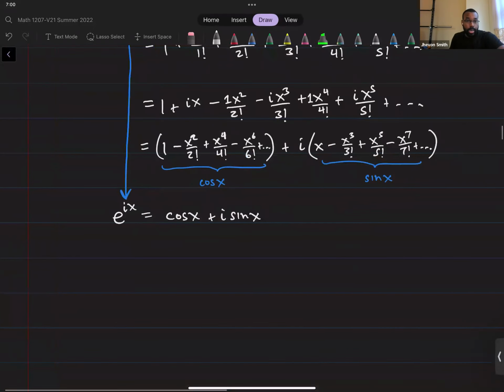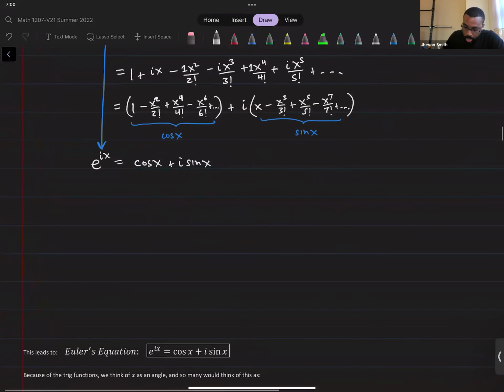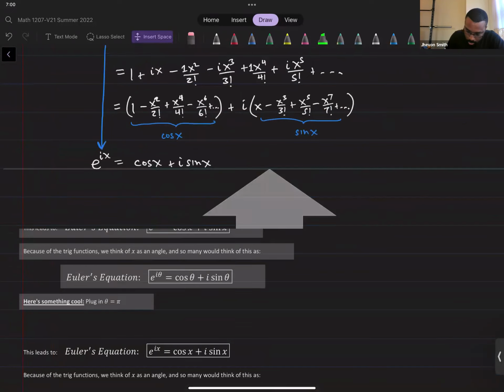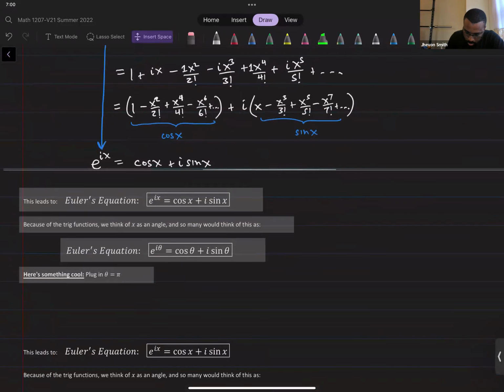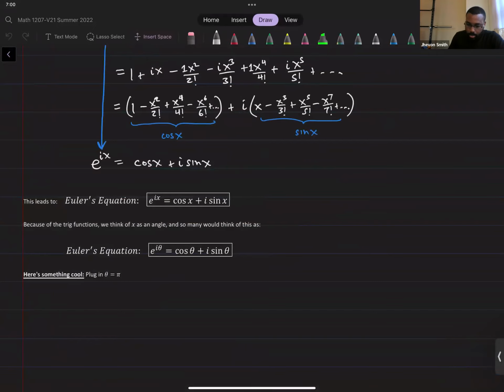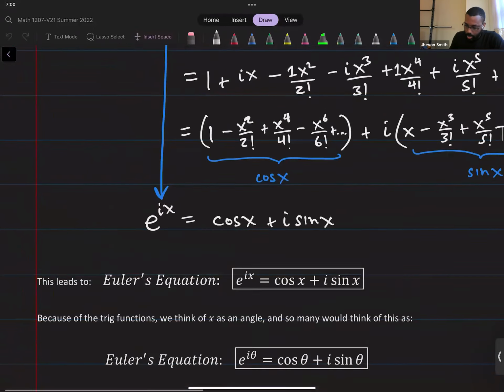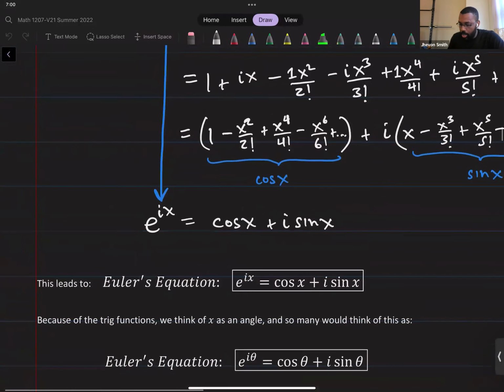Now this actually has a name. It's called Euler's equation. Because we're using cosine and sine, a lot of times people write this in terms of angles like theta instead of x, but it's the same equation. You would derive it the same way. But yes, e to the ix is this. And that is actually a super important equation.